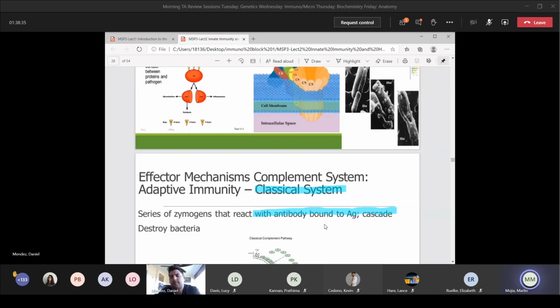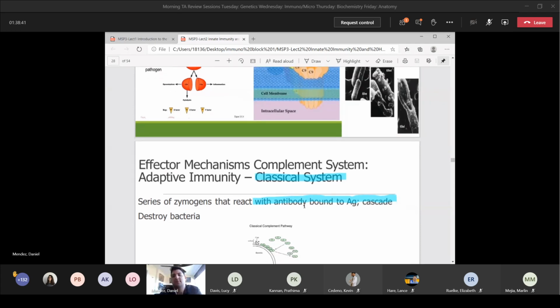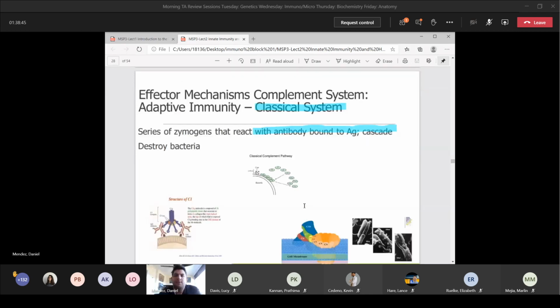Okay, thank you. No problem. And to answer the question in the chat, the classical system is technically more specific, yes, because it requires an antibody, and that antibody will bind to whatever antigen, so it does have specificity.